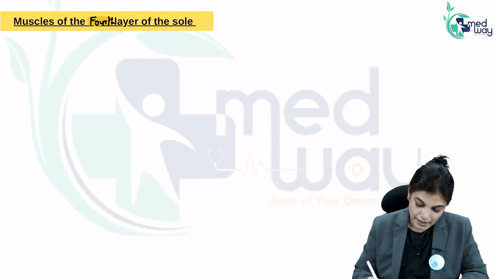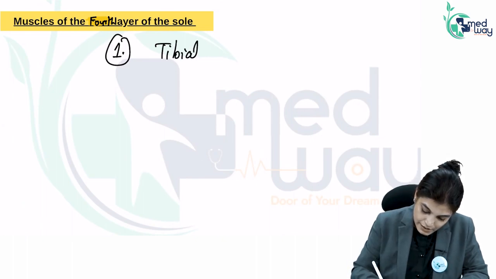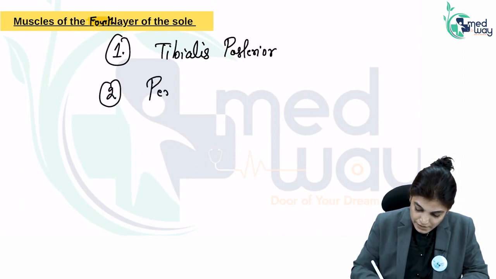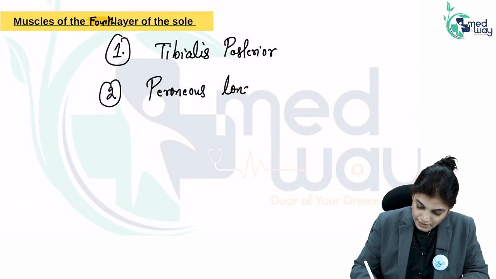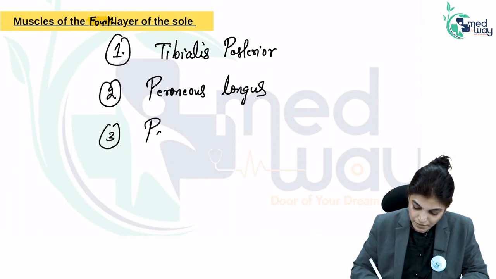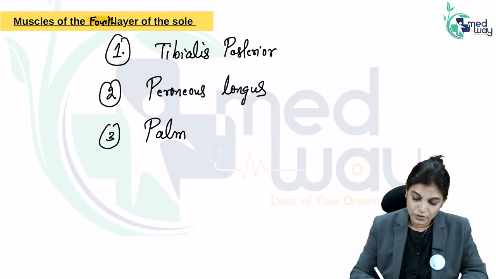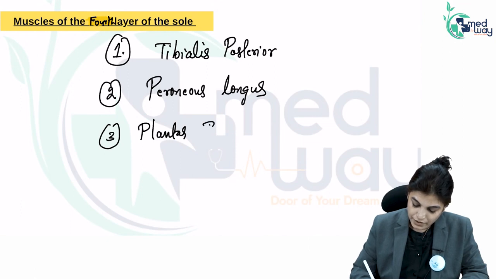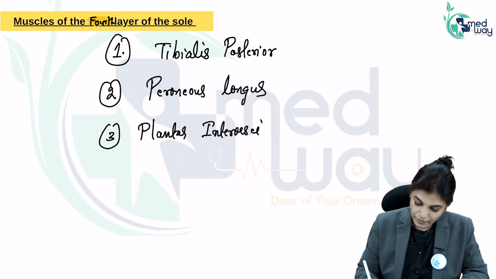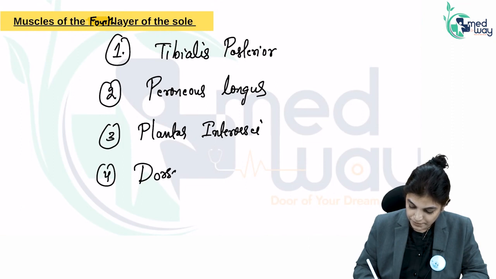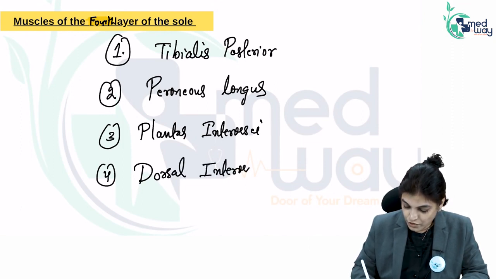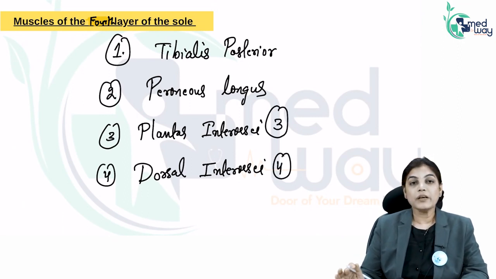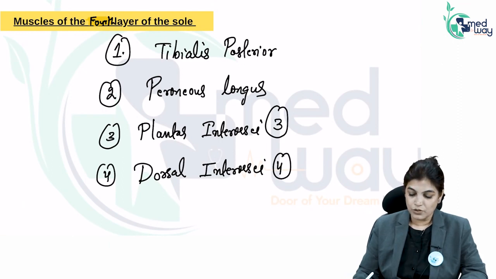So the fourth layer muscles are tibialis posterior, peroneus longus, and we have plantar interossei and dorsal interossei. To be more specific, there are 3 plantar interossei muscles and 4 dorsal interossei muscles.